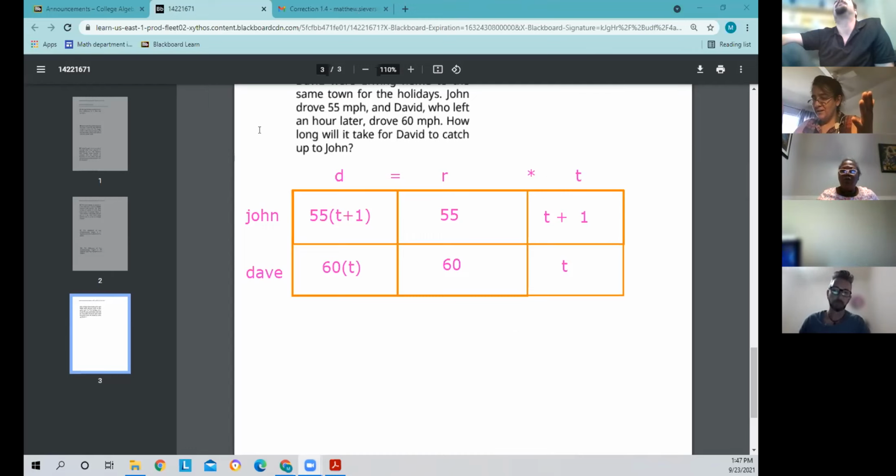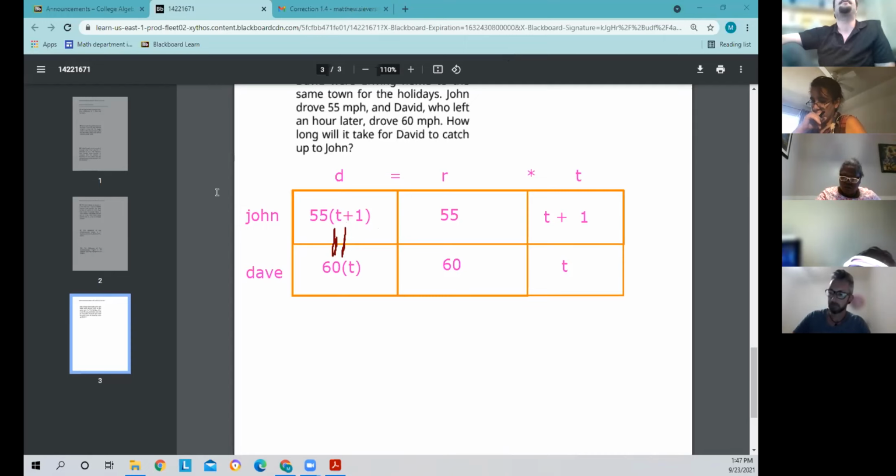To catch the other one, David needs to be the same distance. Yeah, that's the next step, right? What do I know about these two distances? If they're going to catch each other, they have to be equal. So this one is equal to this one, right? These two things. And so can we set up an equation?